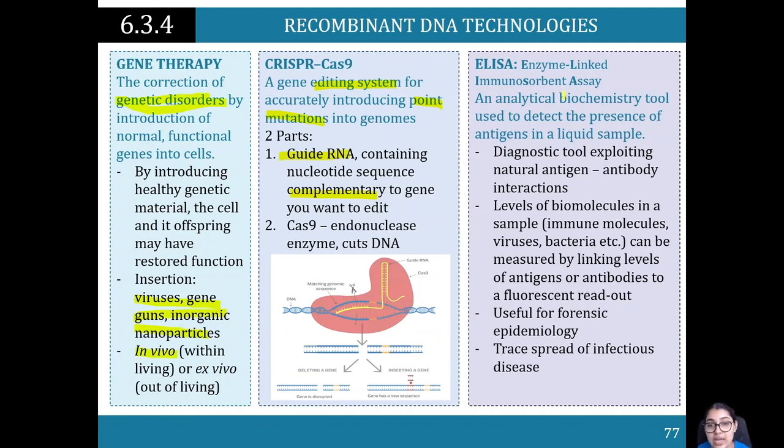ELISA is enzyme-linked immunosorbent assay. It's a biochemistry tool which detects the presence of antigens in a liquid sample. It's a diagnostic tool which exploits natural antigen-antibody interactions. Within our bodies, we have this antigen-antibody interaction, and the levels of biomolecules in a sample can be measured by linking levels of antigens or antibodies to a fluorescent readout. It's useful for forensic epidemiology, and we can trace the spread of infectious diseases using this.